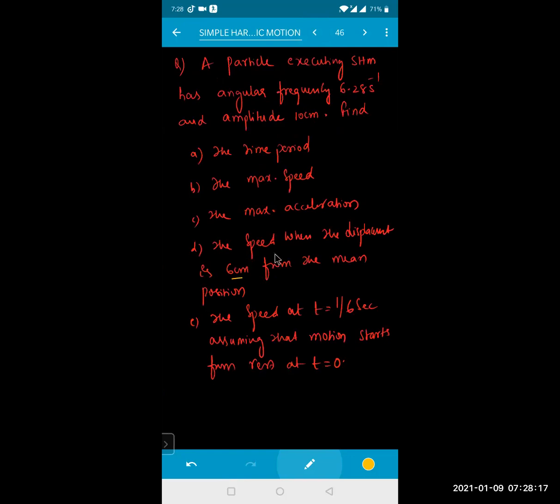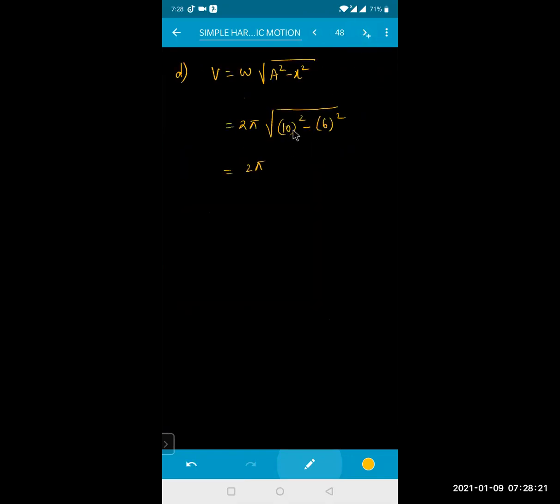So that is equal to 2 pi, because the x value was given in the problem already: the speed of the particle when the displacement is 6 centimeters. So 10 square is 100, 6 sixes are 36. So it is how much for me? 100 minus 36, 64. Root 64 is 8. So that means 2 pi into 8, that is 16. This will become for me 16 pi centimeter per second. So got it? Yes, sir.